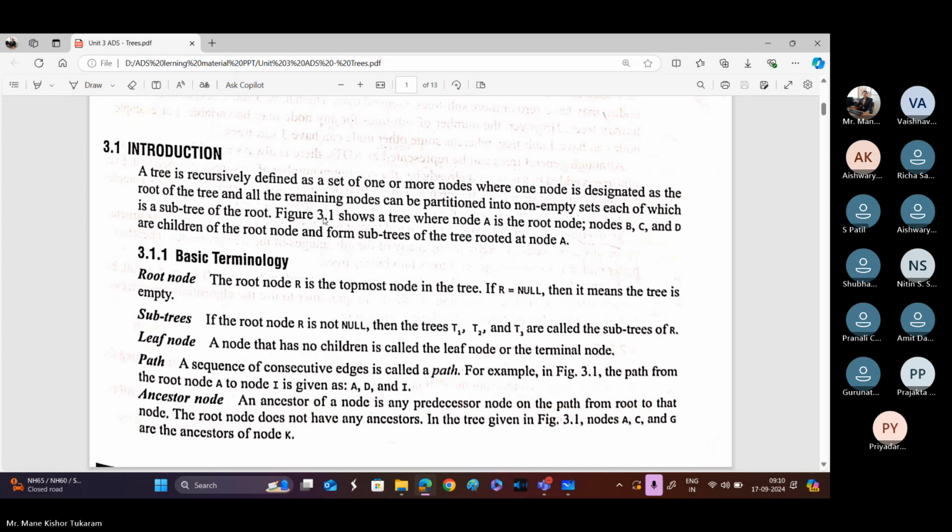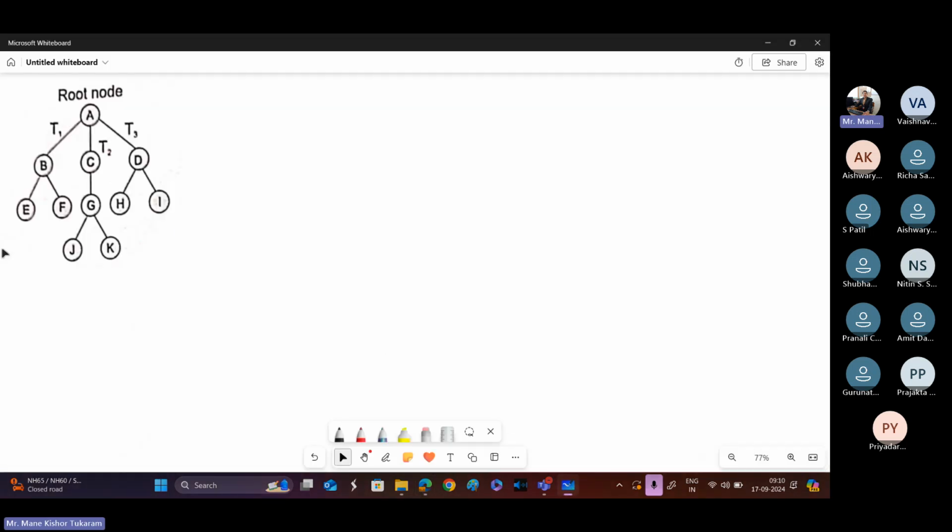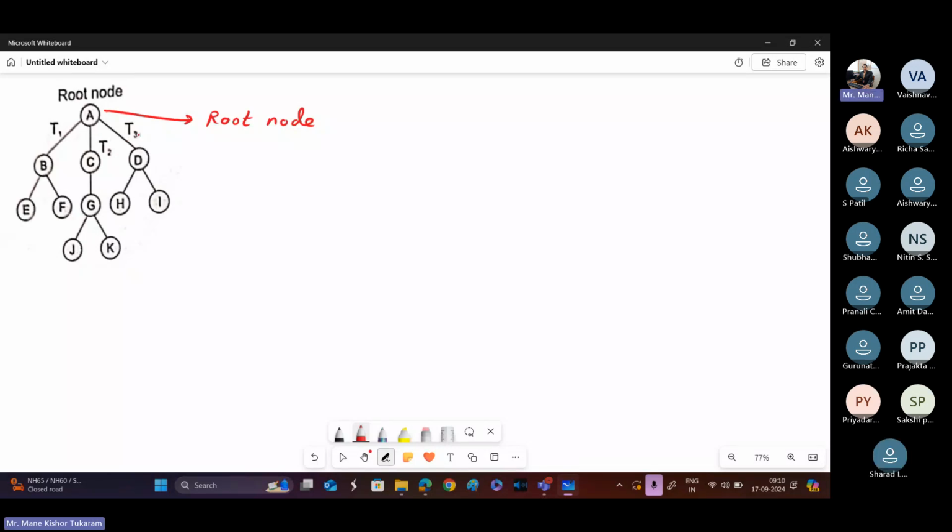So this is a simple example related to the tree. Inside this example, this is called the root node. The starting point of the tree is called the root node. Then these are the edges. An edge is nothing but it will connect two nodes.